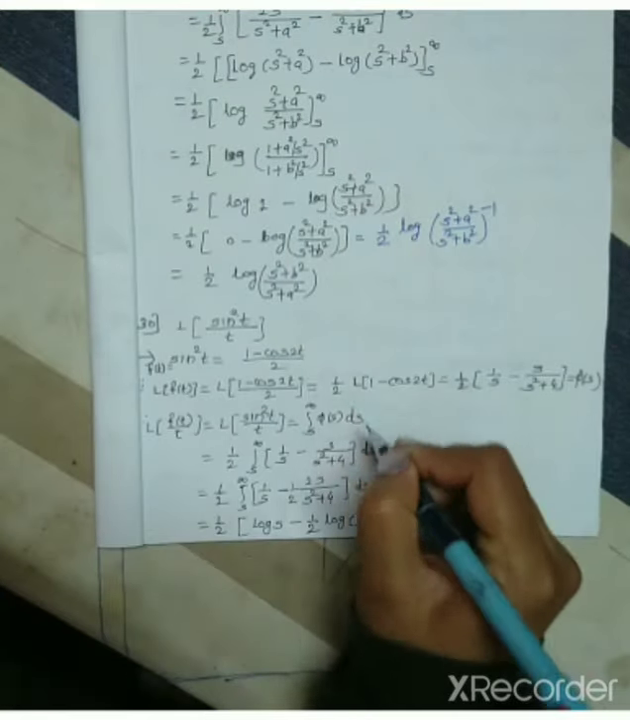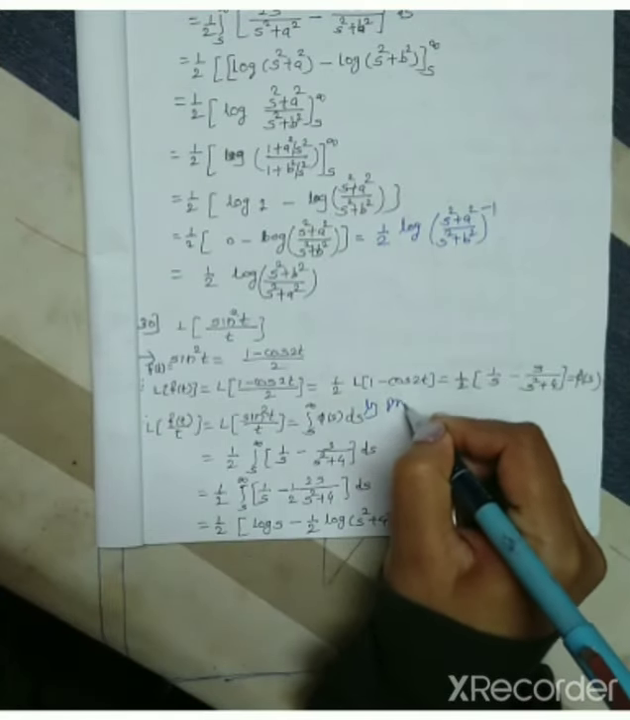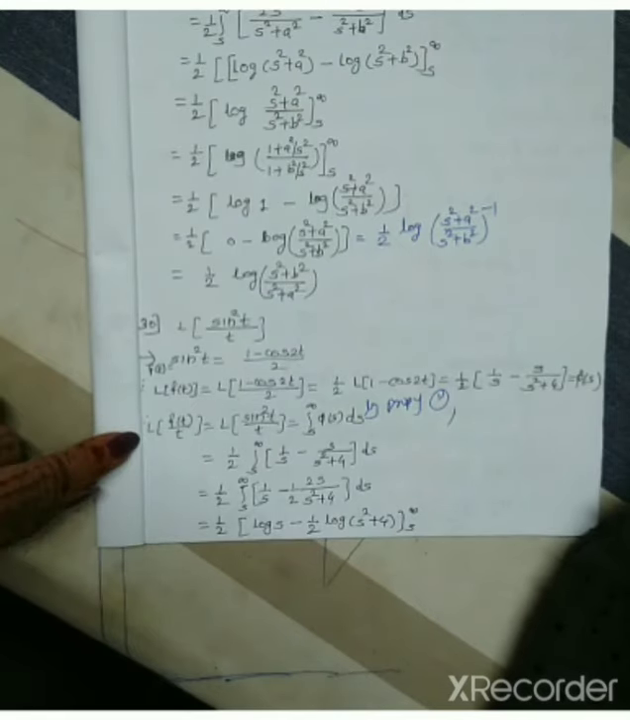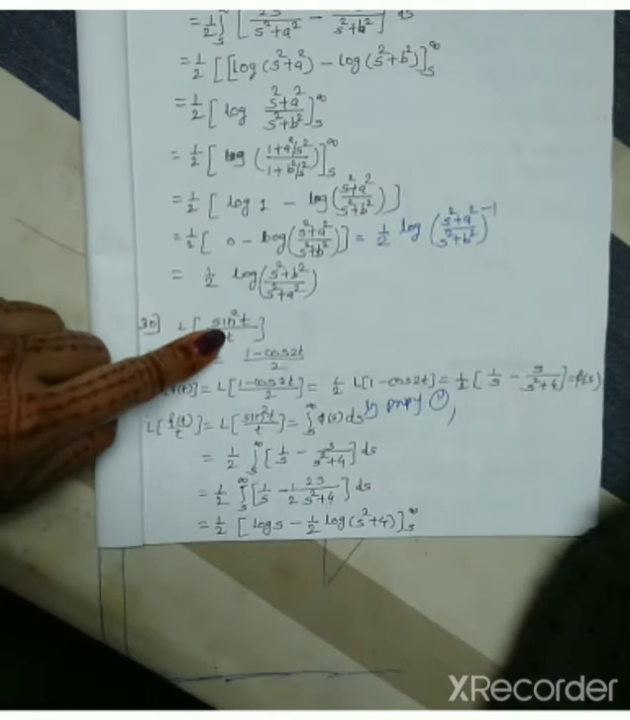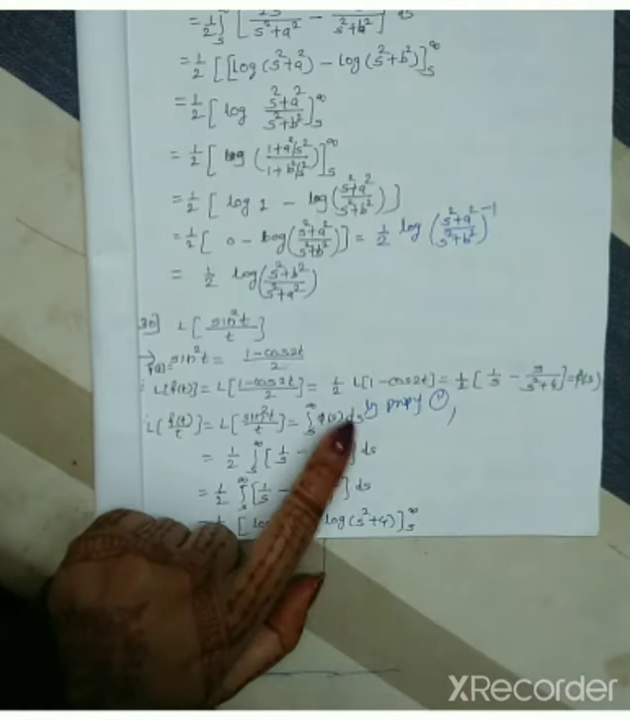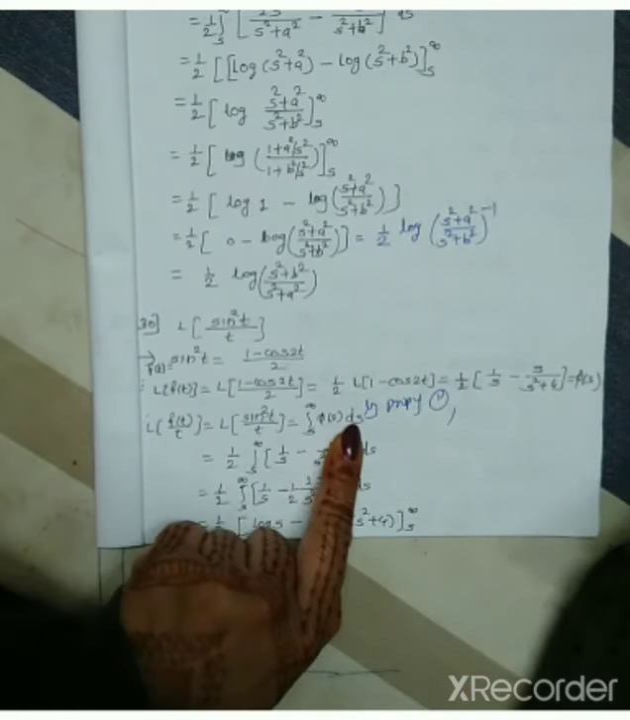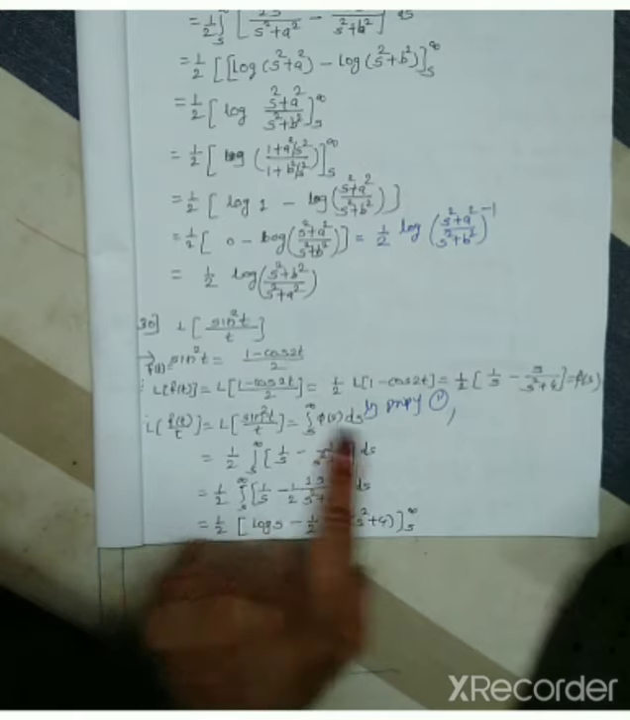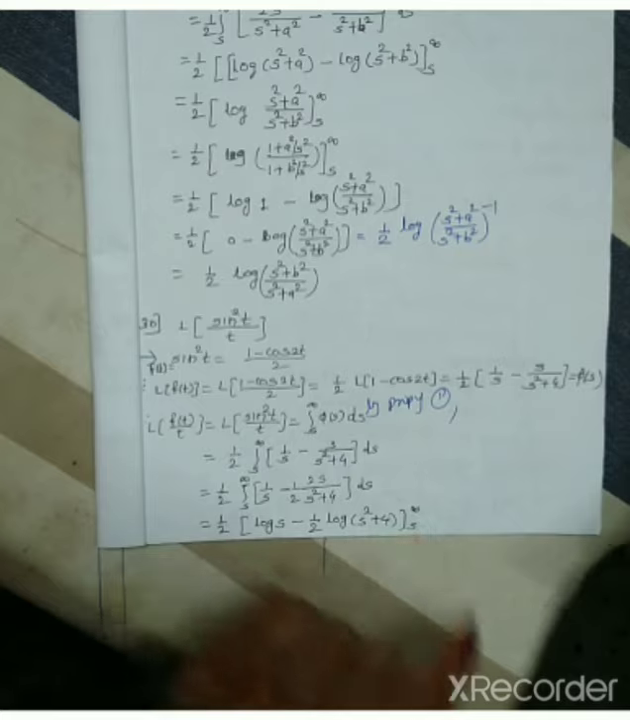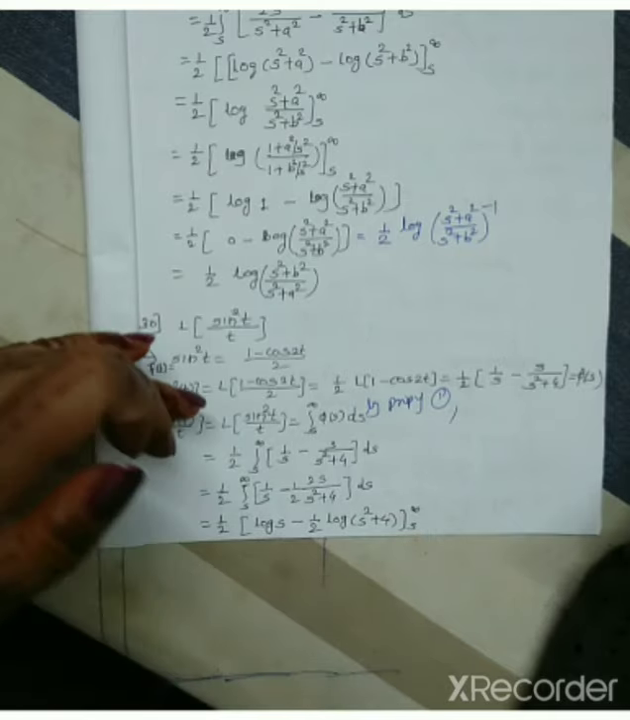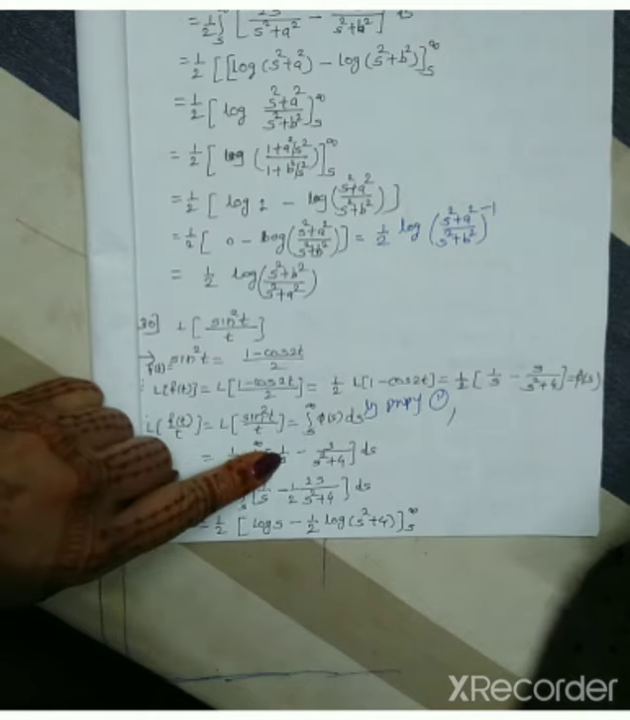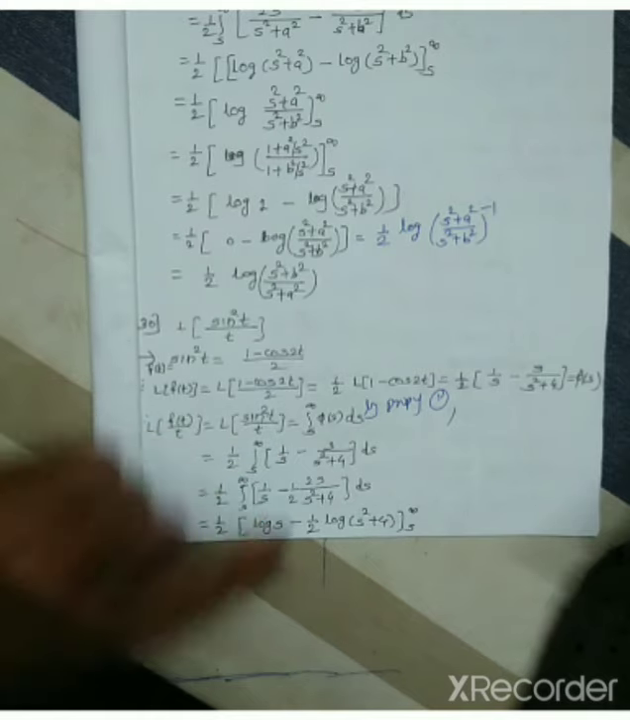Now by using property 1, or the division property, what is L of f t upon t? Now division by t is integration from s to infinity of phi of s, ds. Put this phi of s here in this integrand, and in this step also take the half outside as a constant. Okay, this is 1 by s minus s upon s square plus 4.